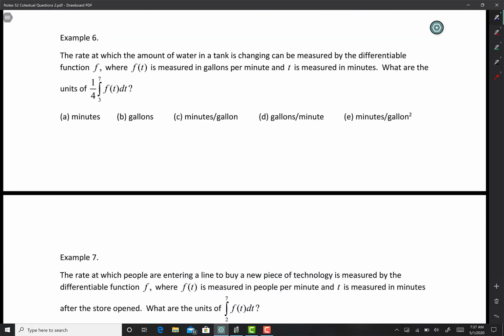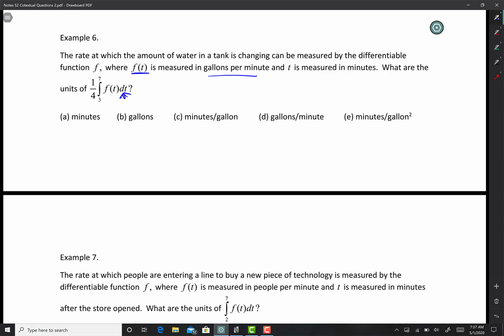The rate at which the amount of water in a tank is changing can be measured by the differentiable function f, where f of t is measured in gallons per minute and t is measured in minutes. What are the units of 1/4 the integral from 3 to 7 of f of t dt? All right. Without that 1/4, I would have just looked at f of t, and f of t is gallons per minute, and then dt is in minutes. So gallons per minute times minute is just gallons.